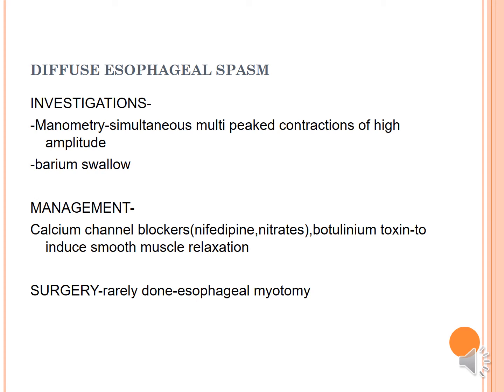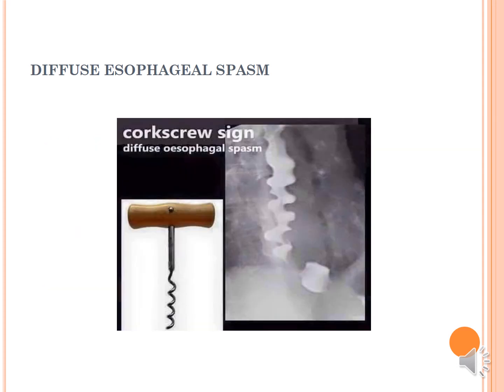manage conservatively with calcium channel blockers, botulinum toxin, surgery, which is rarely done. The only option here is to do an esophageal myotomy. This is what you see in a barium swallow. It looks like a corkscrew sign.